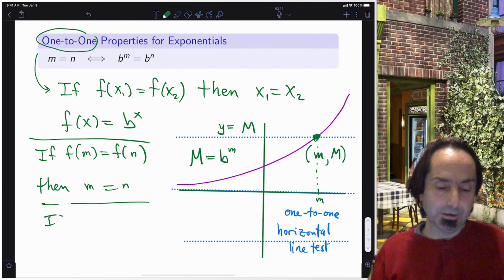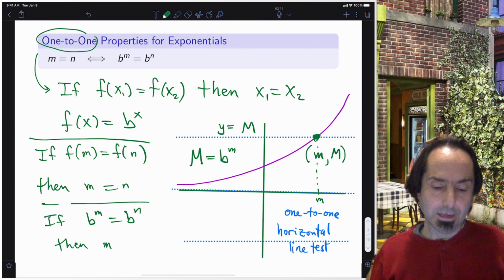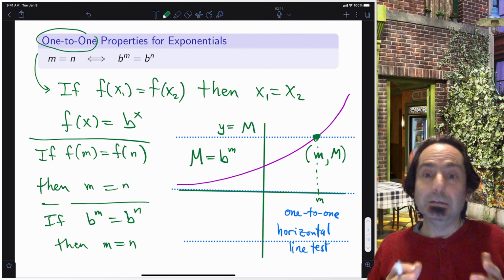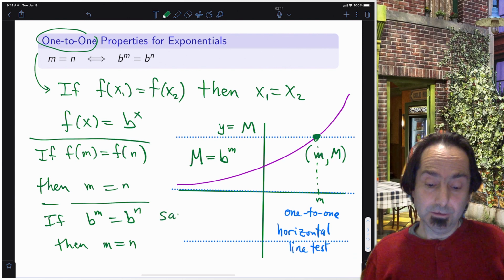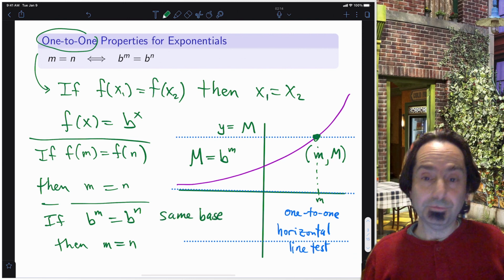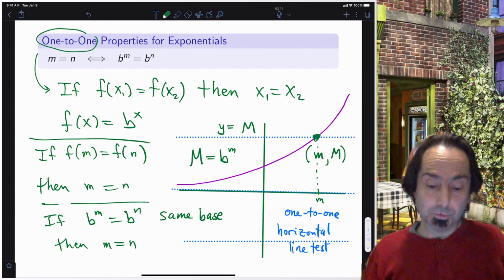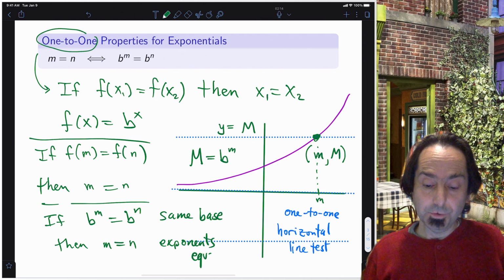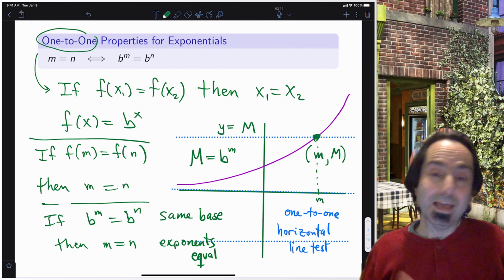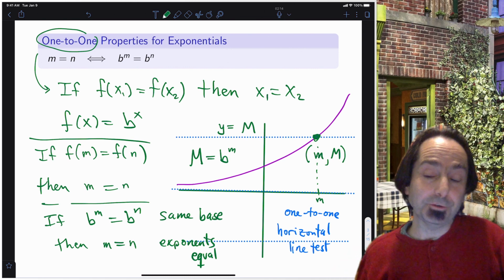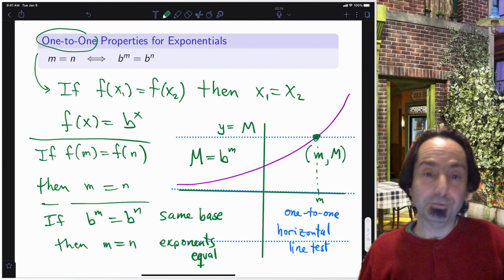But what that is saying is that if b to the m equals b to the n, then m equals n. So long story short, it means that if you have the same base, and the two exponentials are equal, then the exponents are equal. And you can just eliminate the base and just look at the exponents. You can only do that if it's a one-to-one function, and the exponential function, sure enough, is a one-to-one function.